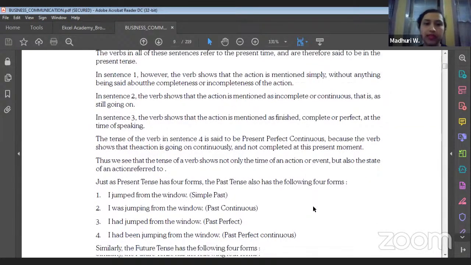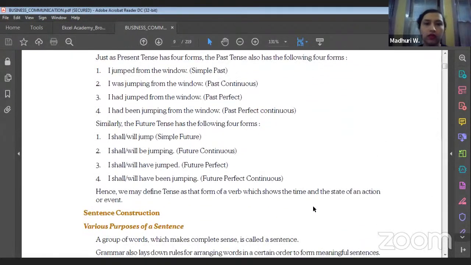Similarly, we can see this in all the tenses, right? So even the past tense has four forms. For example, I jumped from the window. That's the simple past tense. I was jumping from the window. That's the past continuous. I had jumped from the window is the past perfect. And I had been jumping is the past perfect continuous. So all you have to do in tenses is just pay attention to what is being conveyed. Whether the action is complete, in general, is continuing, or happened in the past, or will happen in the future.